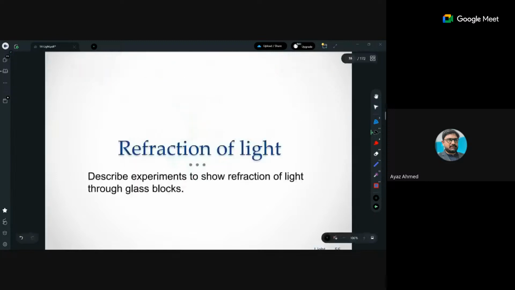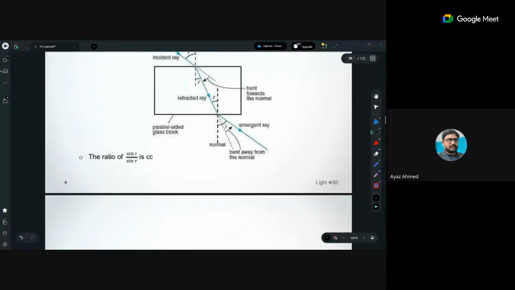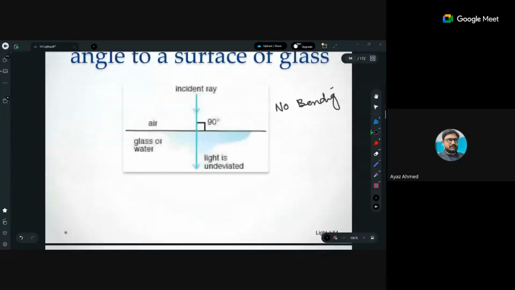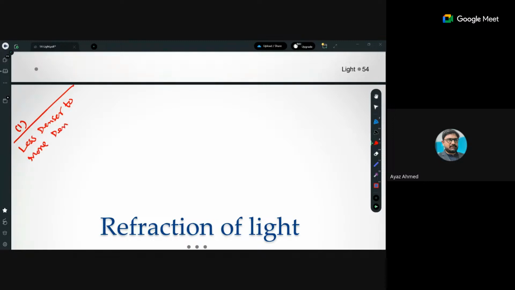Just let me write some points for you, summary points, then we will move forward. I'm just writing some points. First point is less dense to more dense. So what did you observe for less dense to more dense? What are the points?